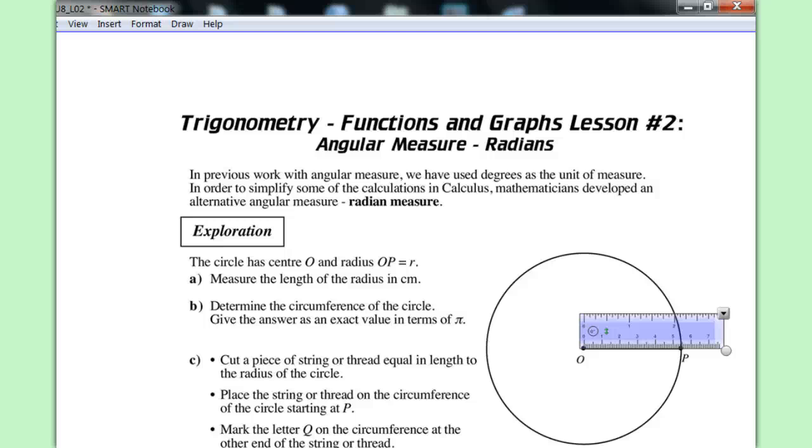Math 30-1. Lesson 2 is about measuring angles and radians.